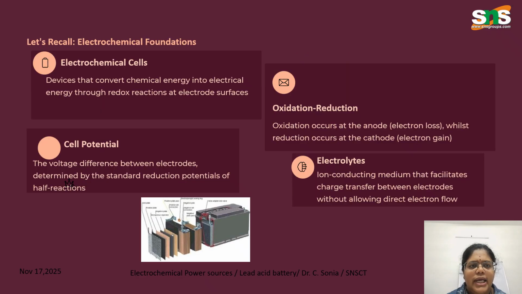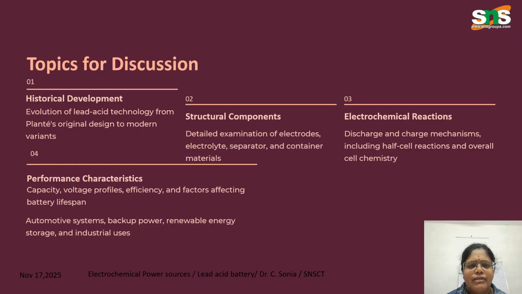So let's recall the electrochemical fundamentals now. The electrochemical cell is a device that converts chemical energy into electrical energy through redox reaction at the electrode surfaces. Cell potential is the voltage difference between the electrodes, determined by the standard reduction potential of the cell reactions. Oxidation occurs at the anode, where electrons are lost, while reduction occurs at the cathode, where electrons are gained. Electrolytes are the ion conducting medium that facilitate charge transfer between the electrodes without allowing direct electron flow.